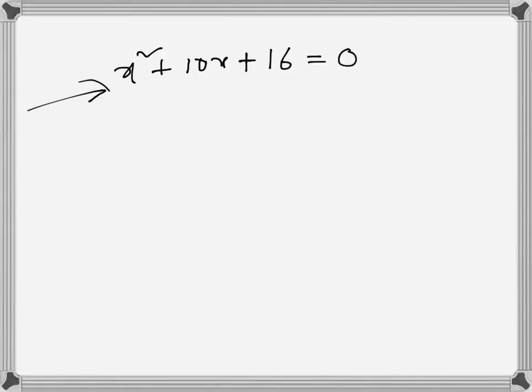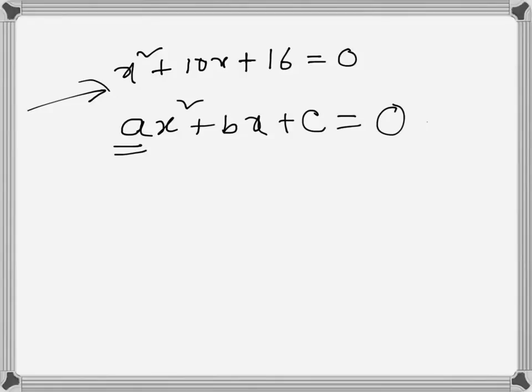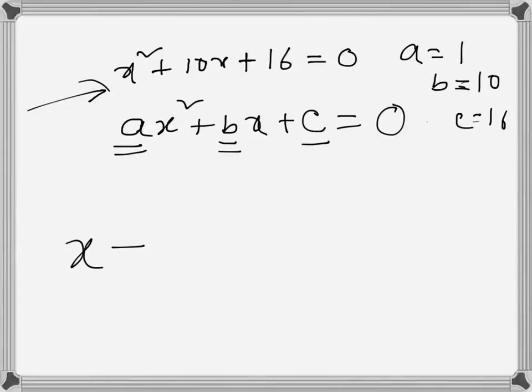So let's write it in a standard form: ax square plus bx plus c is equal to 0. Of course this is the coefficient of x square, this is the coefficient of x, and this is the constant here. So for this equation, a will be 1, b will be 10, and c will be 16. So the roots can be given by a formula which is like this.